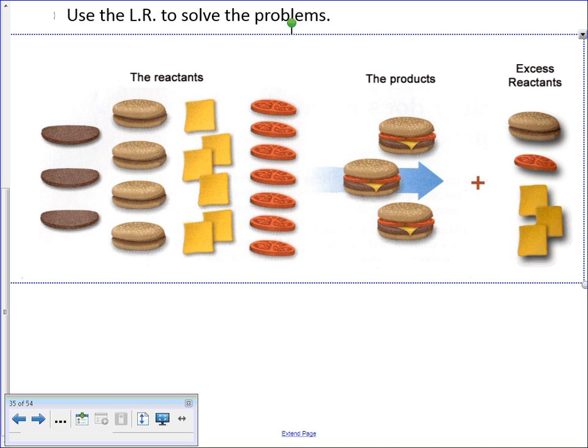We had a lot of extra cheese. We had one extra tomato, and we had one extra bun. So what was the LR? The hamburger or the veggie burger. You just went straight for hamburger. It was a veggie burger.